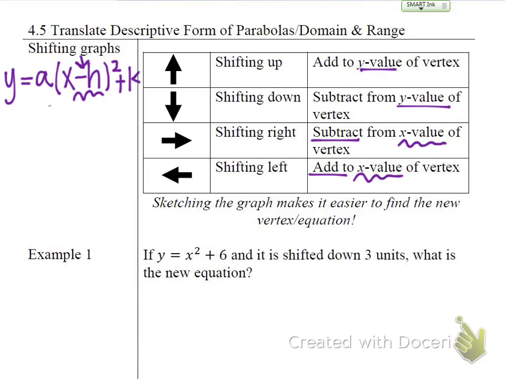So example 1 says, if y equals x squared plus 6, and it is shifted down 3 units, what is the new equation? So the first thing I would do is take that equation, y equals x squared plus 6, and rewrite it so that it looks more like vertex form. So remember what we've been doing, guys. This x squared, there's nothing being added or subtracted to it. So how could we rewrite it so that it looks like there is? It would be x plus what? 0. Because it doesn't change the value. So I would first rewrite the original equation as (x plus 0) squared plus 6.